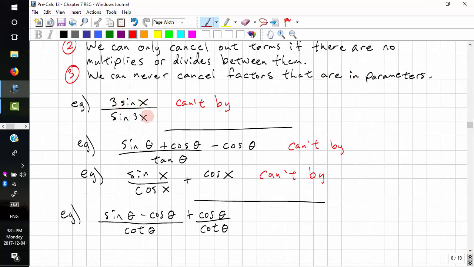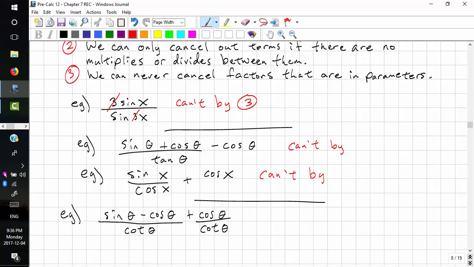Okay, so we have 3 sine x divided by sine 3x, and we can't cancel these out. And we can't cancel it out because of number 3. We can never cancel out factors that are in parentheses with numbers that are outside parentheses.